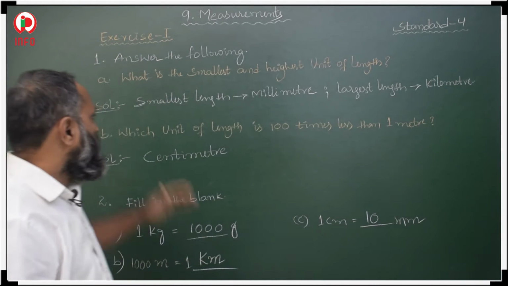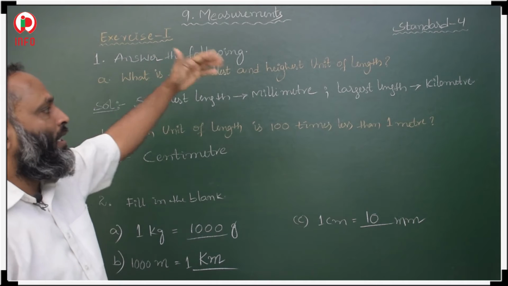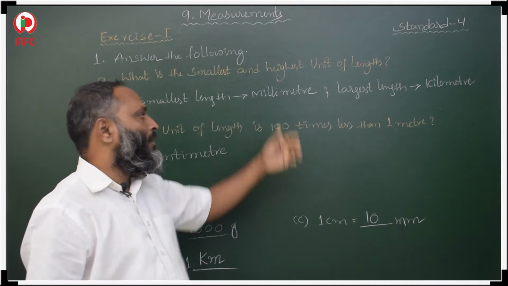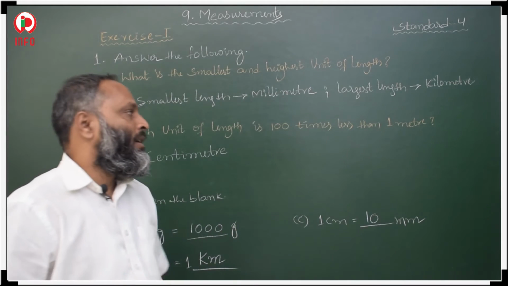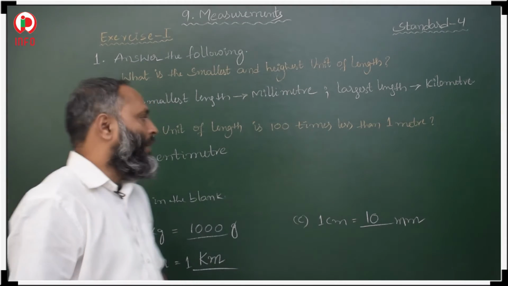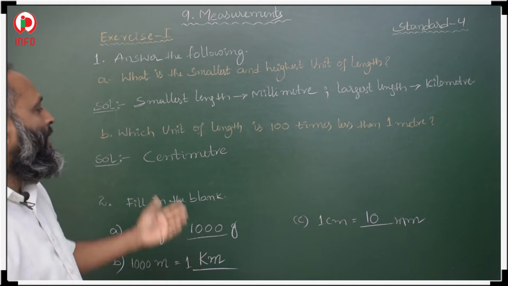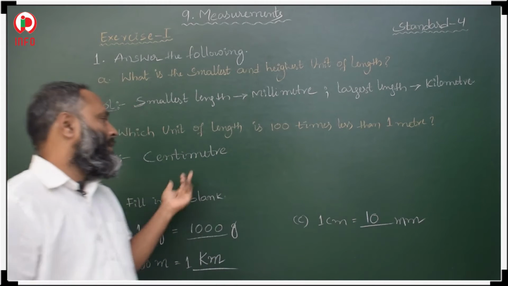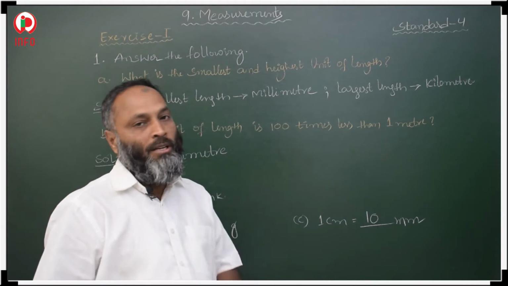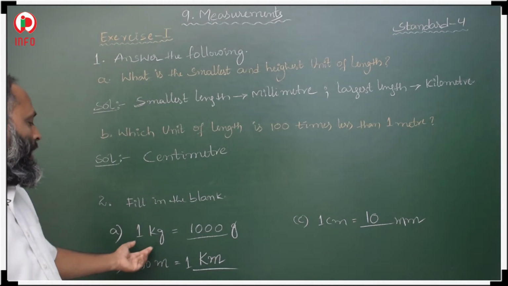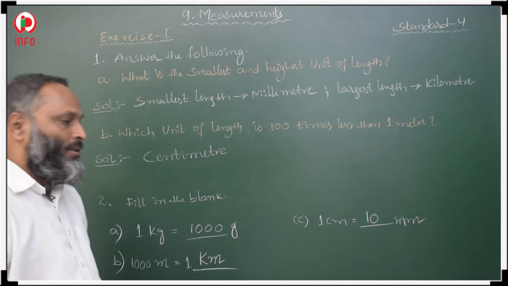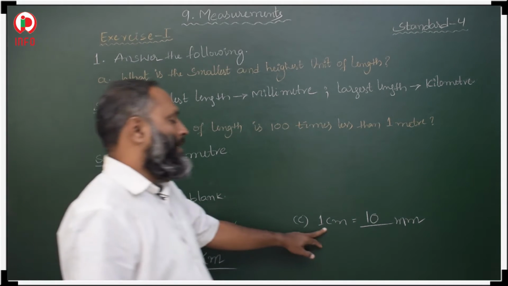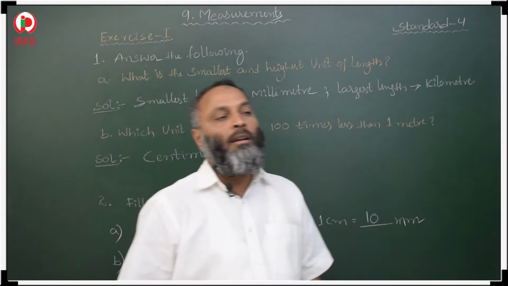So for the first question, smallest and highest units of length, the smallest metric unit is millimeter and the largest metric unit in length is kilometer. Then, 100 times less than 1 meter is centimeter. In the blanks, 1 kg is equal to 1000 grams, 1000 meters is equal to 1 kilometer and 1 centimeter is equal to 10 millimeters.